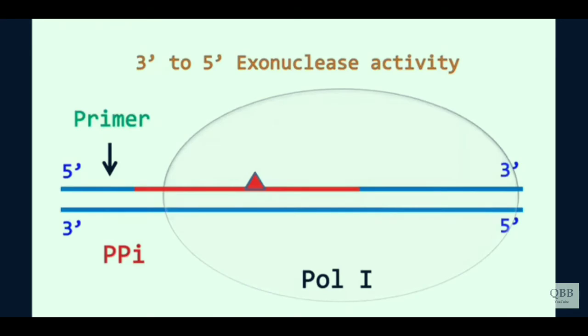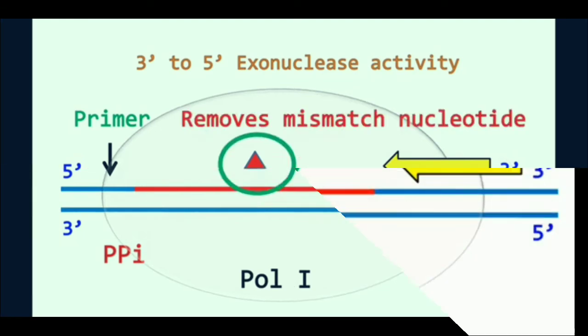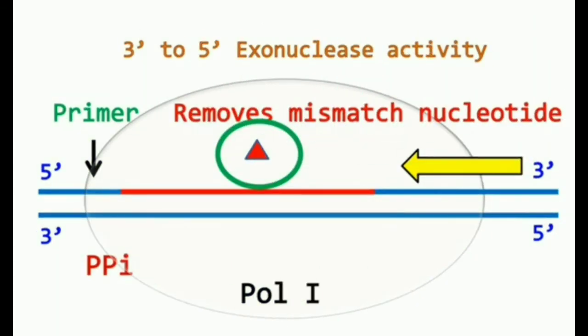The third type of activity of DNA pol 1 is 3' to 5' exonuclease activity. This activity is useful when the polymerase adds wrong nucleotides in the DNA. The 3' to 5' exonuclease activity halts the polymerase and removes the wrongly added nucleotide. This avoids mutation in the newly replicated DNA.